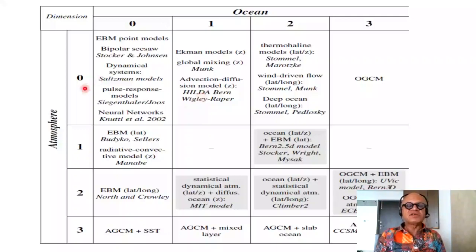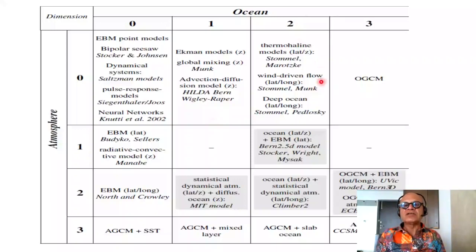If you keep the atmosphere zero-dimensional, you can have one-dimensional, two-dimensional, or three-dimensional oceans, and you can have Ekman models where only the wind-driven currents are considered in the vertical, so it's only the z dimension. Global mixing models, so you assume the mixing is only happening in the vertical, not related to horizontal gradients of temperature, salinity, density, vertical shear, horizontal shear, and so on. Advection diffusion models, so again, you know what advection is. If it's one-dimensional, then only vertical advection is possible.